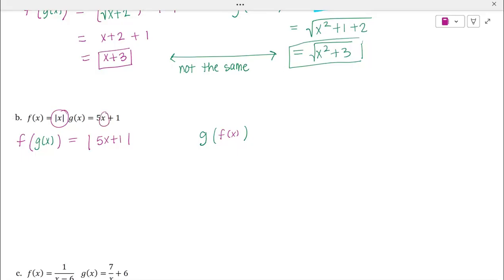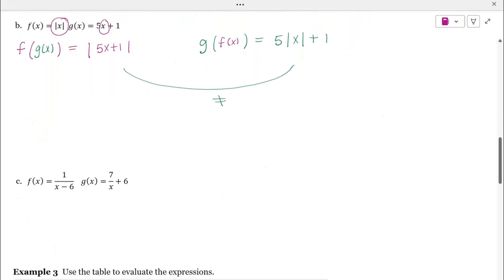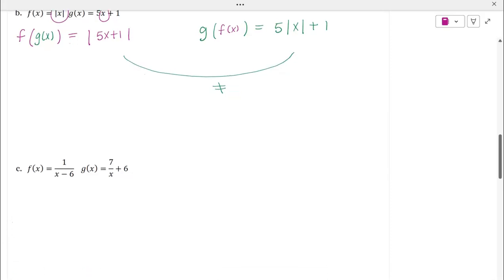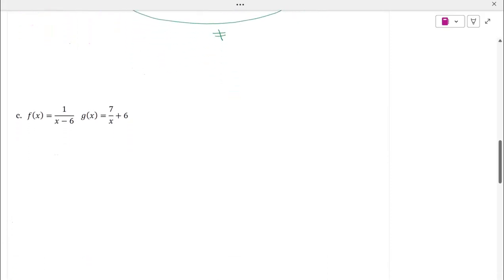So this is going to look a little bit different. This will be 5, and then we'll have the absolute value of x, and then we'll have a plus 1. Again, these two functions are not equal to each other, but this is how we would find the composition function of each of them. Here's an example that's a little bit more complicated with some fractions involved.